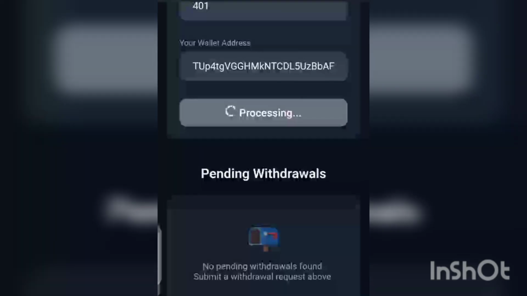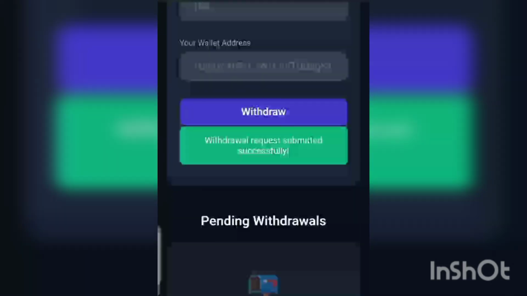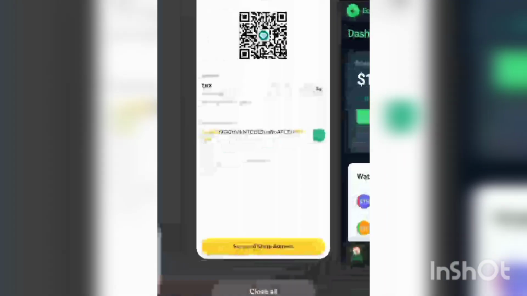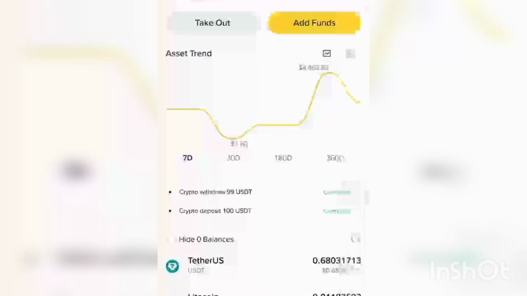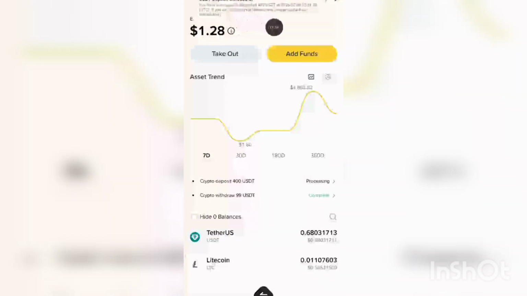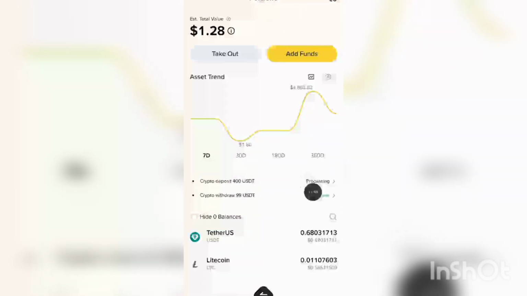So you can see I've input my wallet. The next thing is processing. You can see the withdrawal request has been submitted, and it's very, very fast and reliable. So we are going to go back to my Binance and wait for the withdrawal which we made to arrive here. So Binance just gave me a message of depositing. You can see over here that USDT is depositing, and it is 400 USDT.